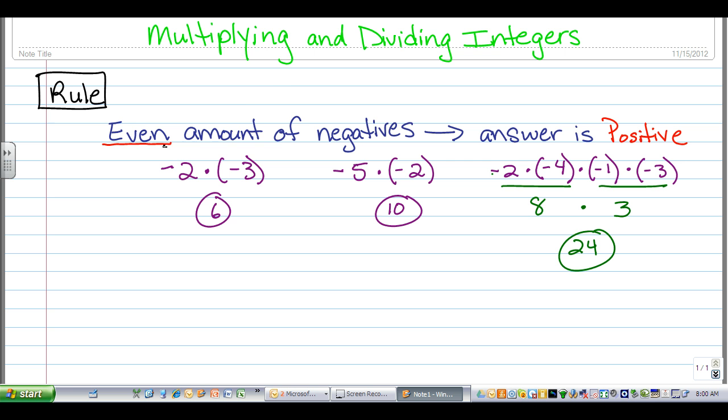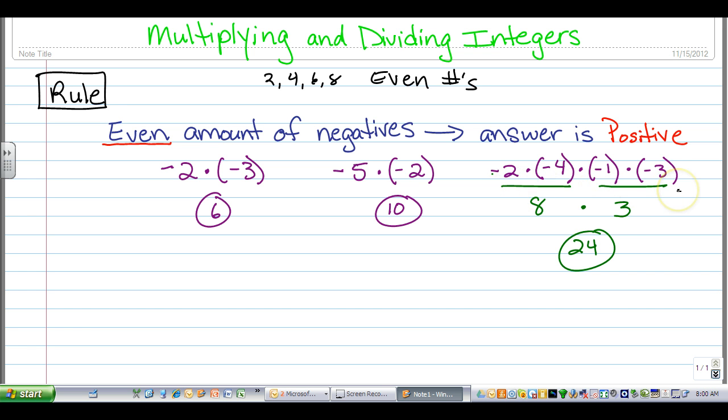As you know, even numbers, those are 2, 4, 6, 8. Skip counting by twos, right? So these are even numbers. So when you have a problem, look at the negatives and start counting them. 1, 2. 2 is an even number. 2 times 3 is 6. And the answer is going to be positive because there's an even amount of negatives. 1, 2. 5 times 2 is 10. There's an even amount of negatives, so the answer is positive.